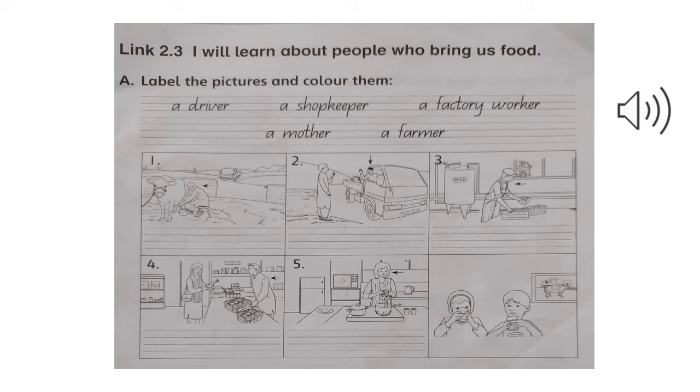In the first picture, we can see a man who is taking milk out of the cow. So, this is a farmer. So, you have to write farmer below this picture. And you have to do the others by yourself.